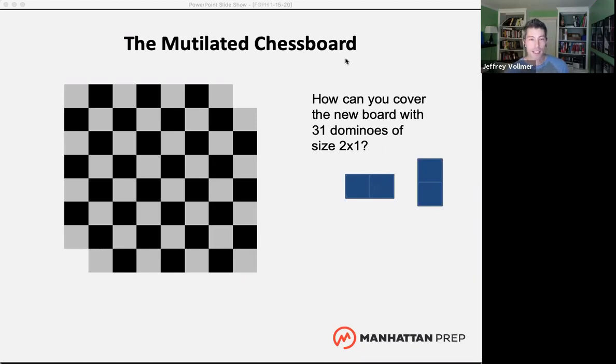Think about this. Every domino, no matter how you lay it out on this board, has to cover up one white, I guess in this case one gray, because the white wouldn't show up very well, and one black square. It doesn't matter where you lay these things out. Each one's going to cover up one of each color.